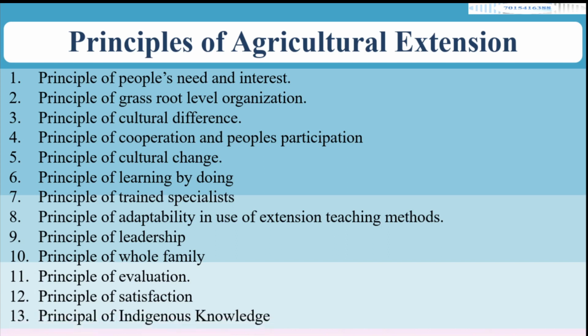And thirteenth is the principle of indigenous knowledge. As we know, all the farmers have some knowledge, so the extension officer should use that knowledge of every farmer. Next is steps in agriculture extension.